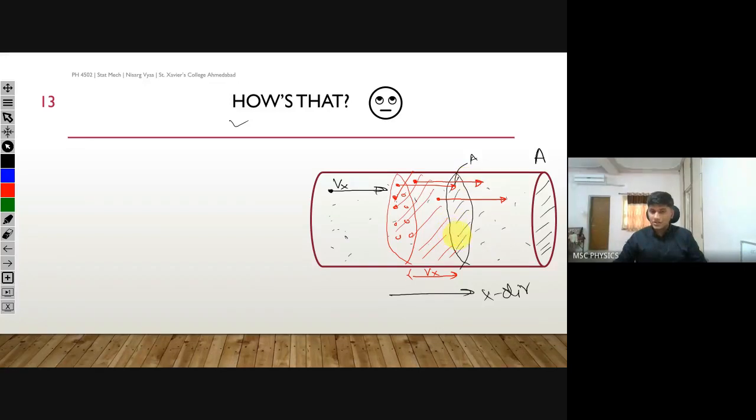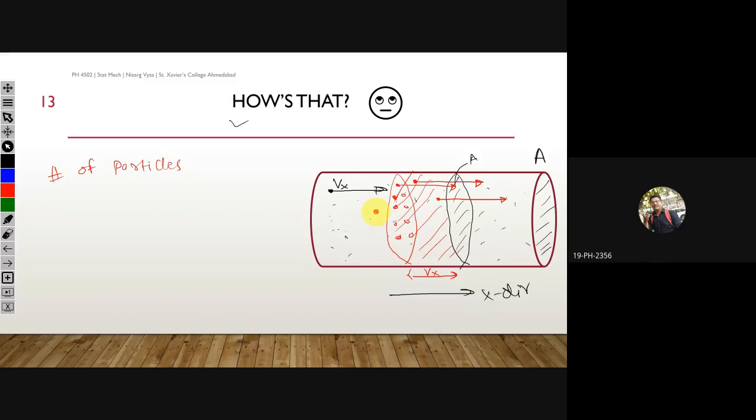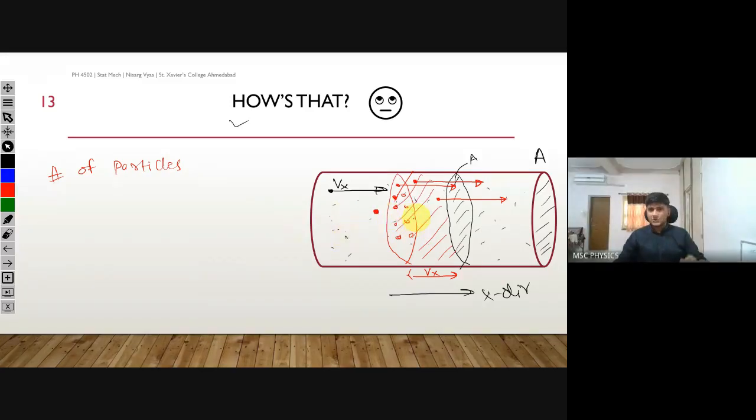Are we clear, Vishrut? Yes, sir. So I want to find the number of particles crossing this cross-sectional area. If a particle is here, will it be able to cross this cross-sectional area in unit time? No, sir. Okay. I hope everybody else understood this argument. It is really important that everybody understands this argument, because it is very crucial for today's discussion.